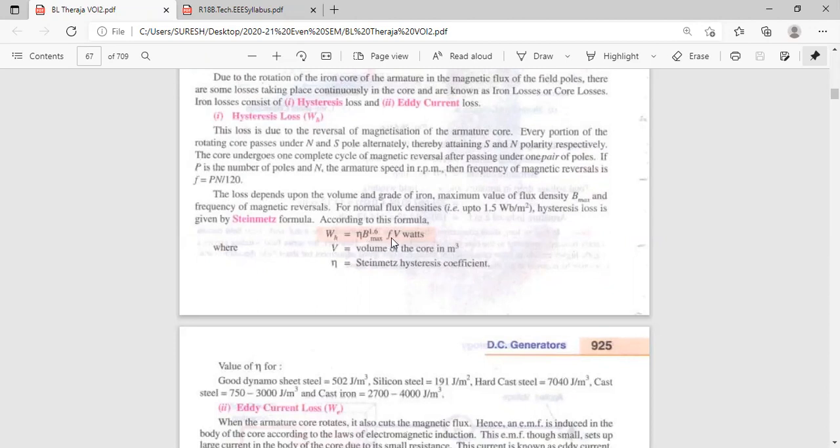Why I am taking proportional to F means V is constant, B is constant, eta is also constant. I am removing all these constants and I am taking one proportionality sign. WH is proportional to F. Okay. Now come to eddy current loss.